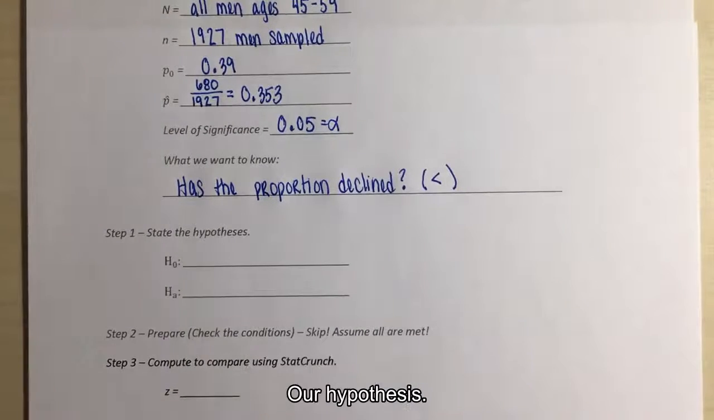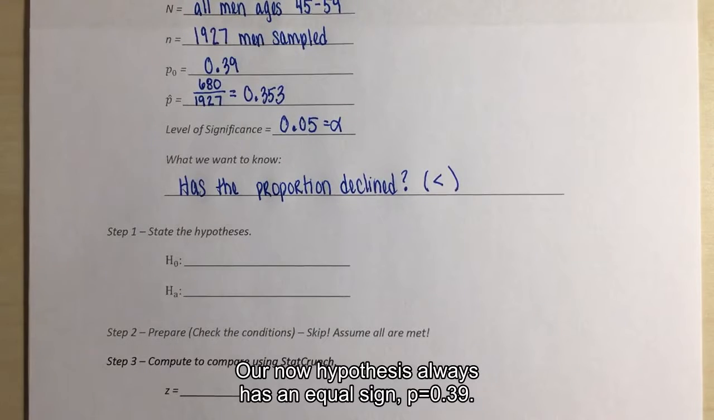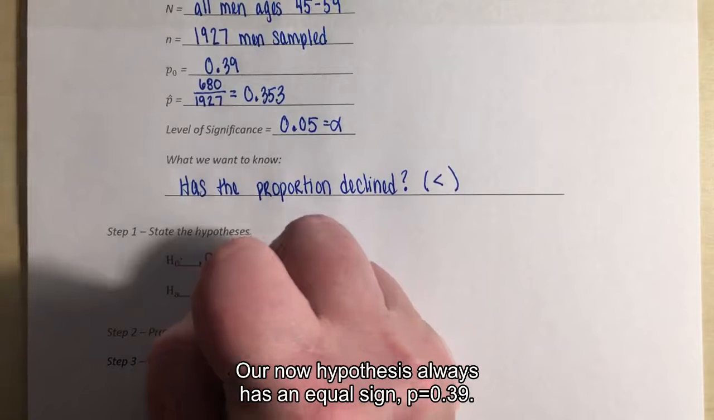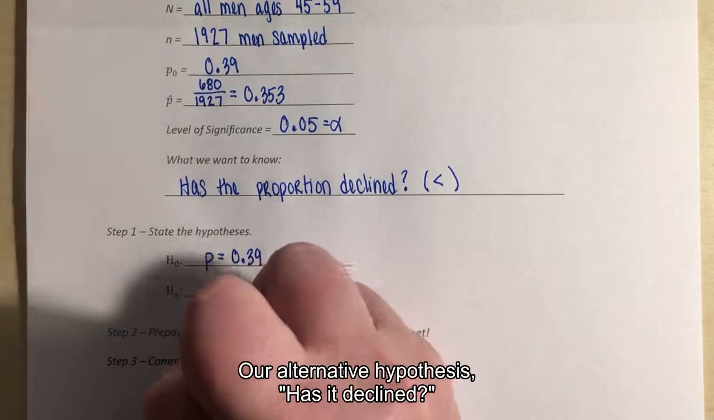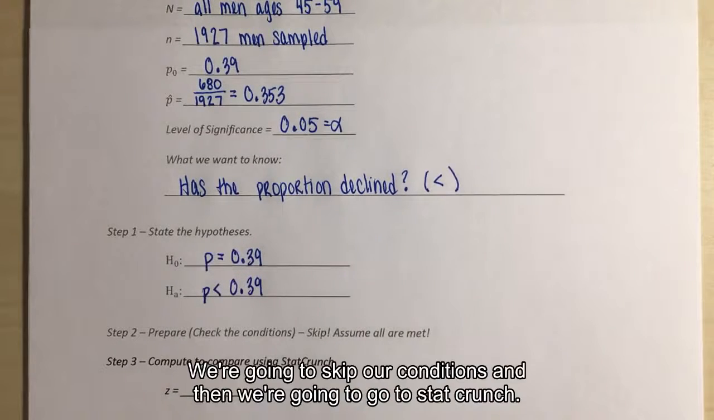All right, so our hypotheses. Remember, we're going to use our p-naught value of 0.39. Our null hypothesis always has an equal sign: P equals 0.39. Our alternative hypothesis has it declined: P is less than 0.39. We're going to skip our conditions, and then we're going to go to StatCrunch.